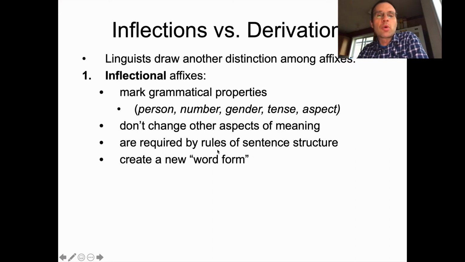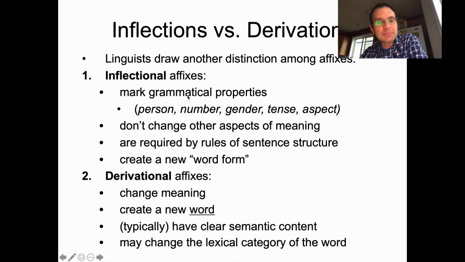They're also going to be required by the rules of sentence structure, so often they have to relate to another word in the sentence to give you what's called agreement. And they create a new word form rather than a new word on its own.